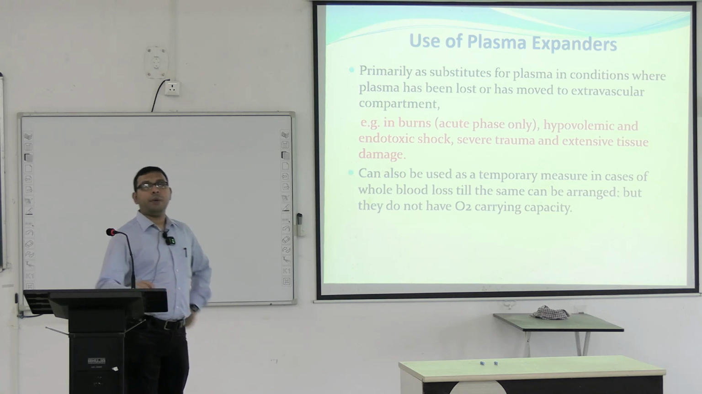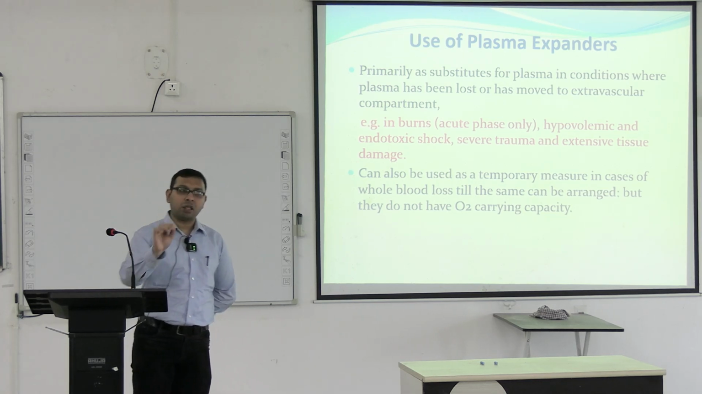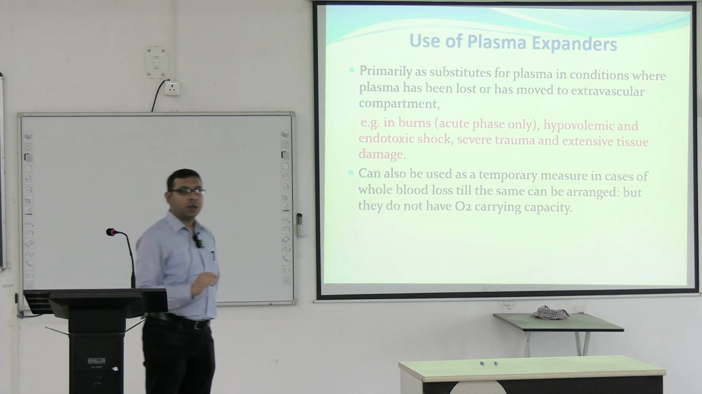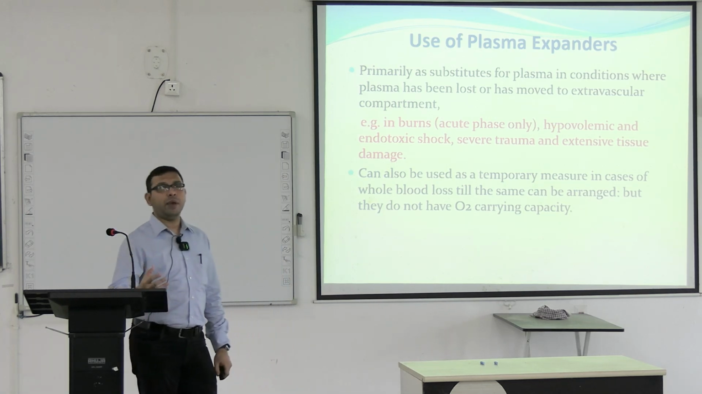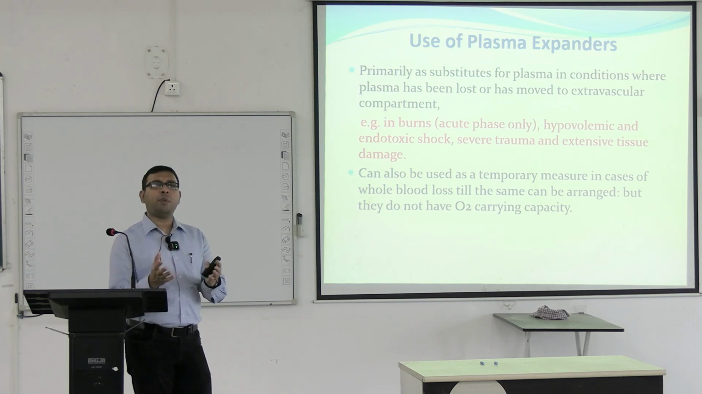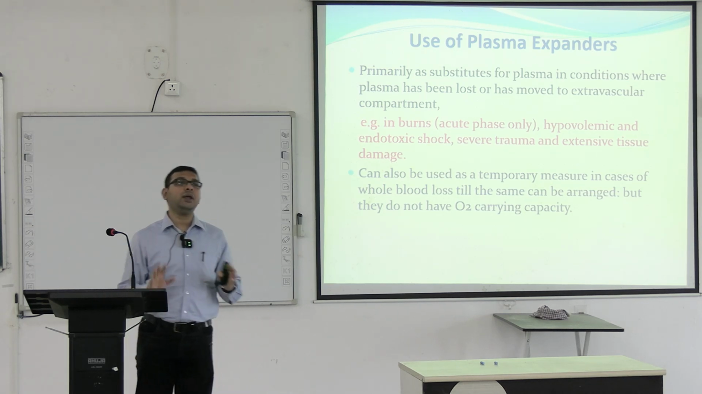This is important. Remember, the plasma expanders do not have oxygen carrying capacity, but when we use blood, it contains RBCs that have oxygen carrying capacity. So basically all these are temporary measures. We are using just the plasma volume so that the blood pressure will be more normalized, but the tissue is not getting oxygen.